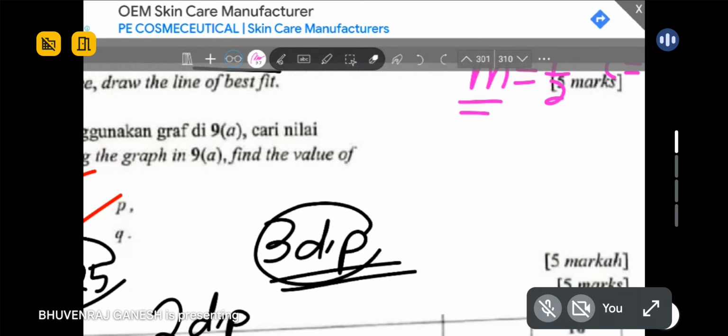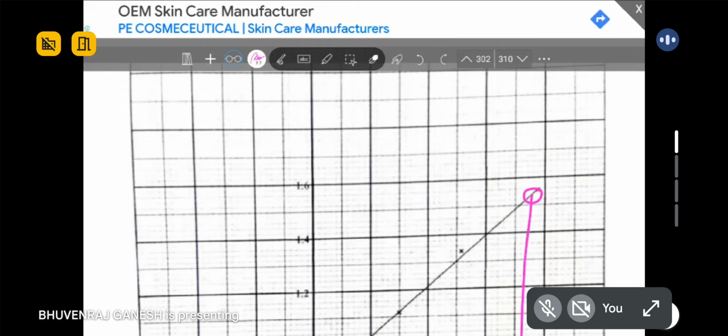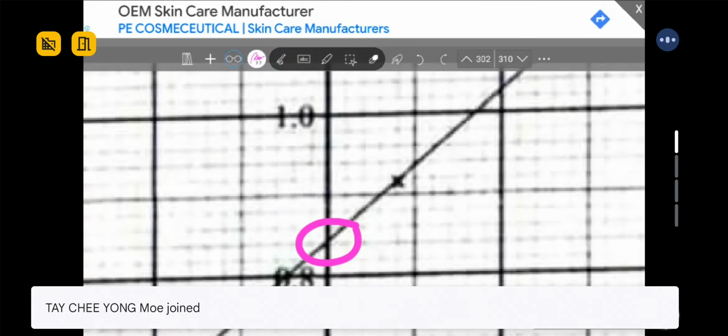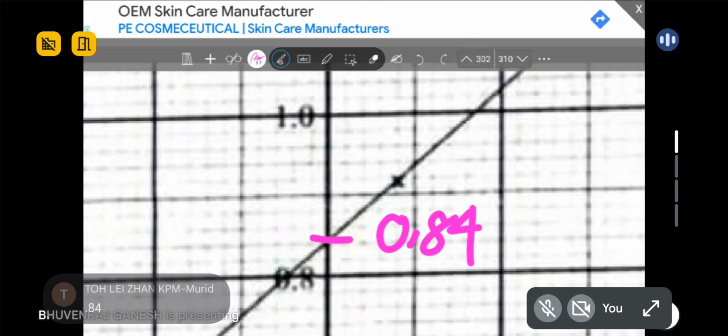So now you must find the Q. Cari Q. So find your y-intercept, guys. Cari pintasan y. So you can see over here, this one is your y-intercept. So what is the value, guys? Can you all read for me? Apa nilai yang ni? Try to tell me. What is the value you get? Anyone? Apa nilai dia? Pintasan y. Yes, correct. The answer is 0.84.